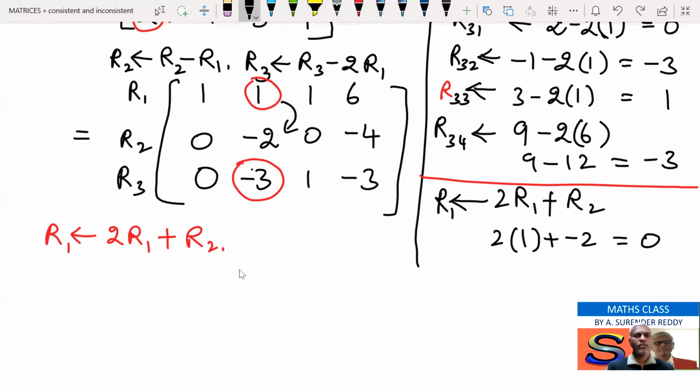So this place has become 0. Then apply the same formula for 1, 1, 6 also.